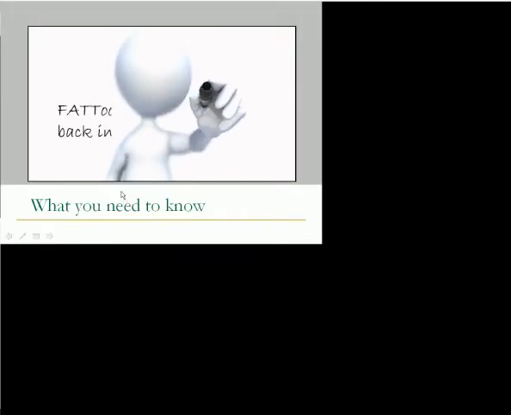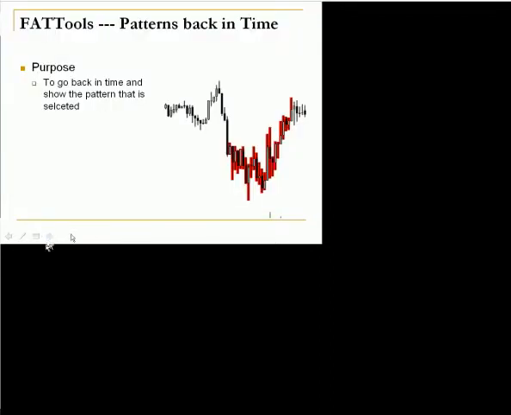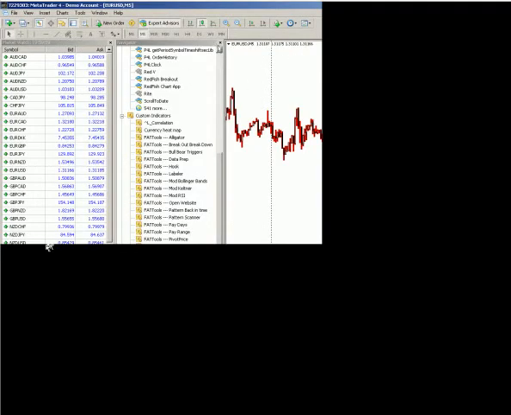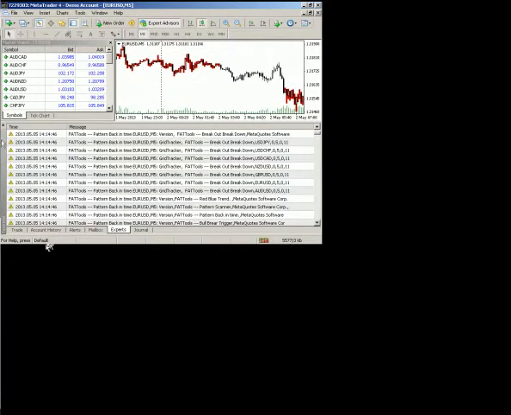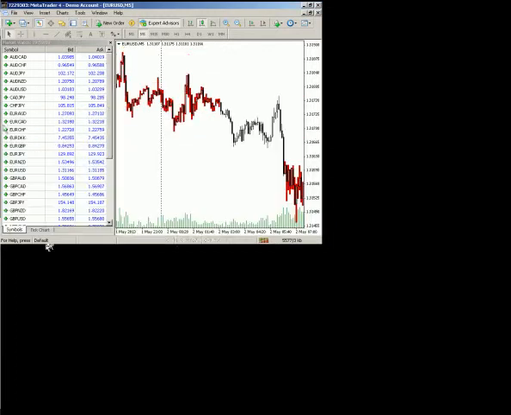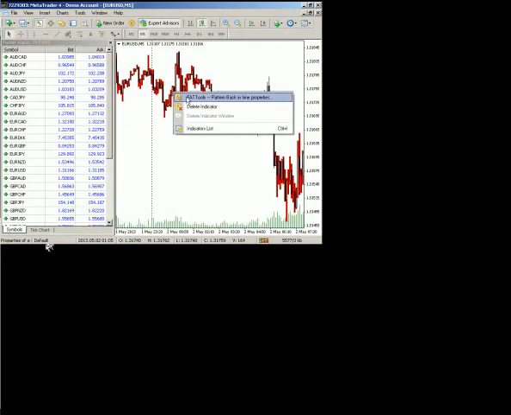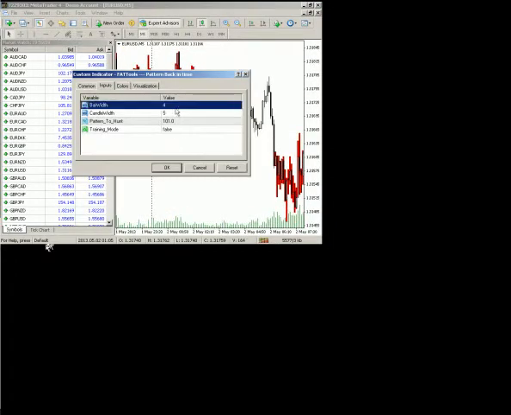Okay, today we're going to cover FATTools patterns back in time. Now, this indicator's purpose is to go back in time and just identify a pattern. Some of these indicators are used for debugging purposes to get our dispersion zones and things like that. But if we apply this indicator, it asks you for the bar width and height, and then the pattern to hunt.